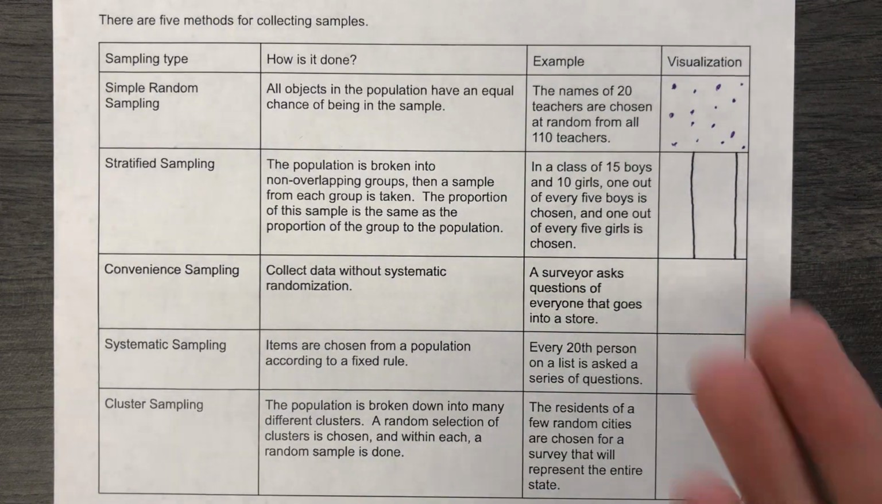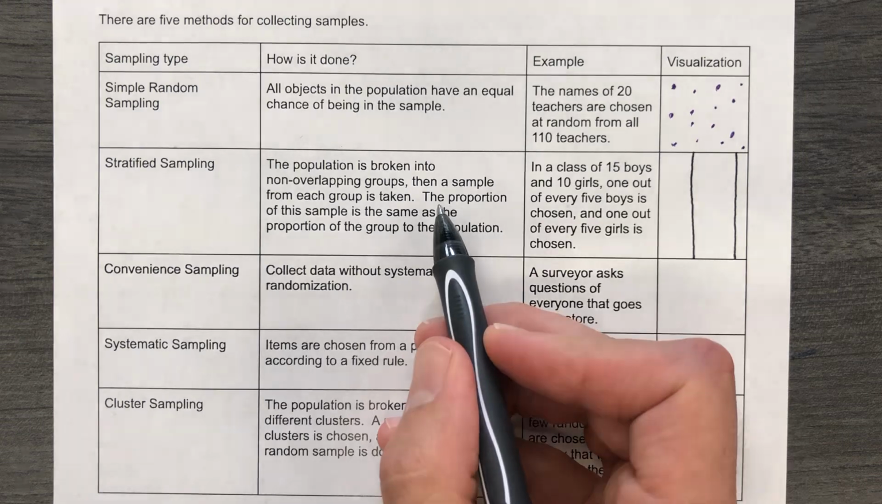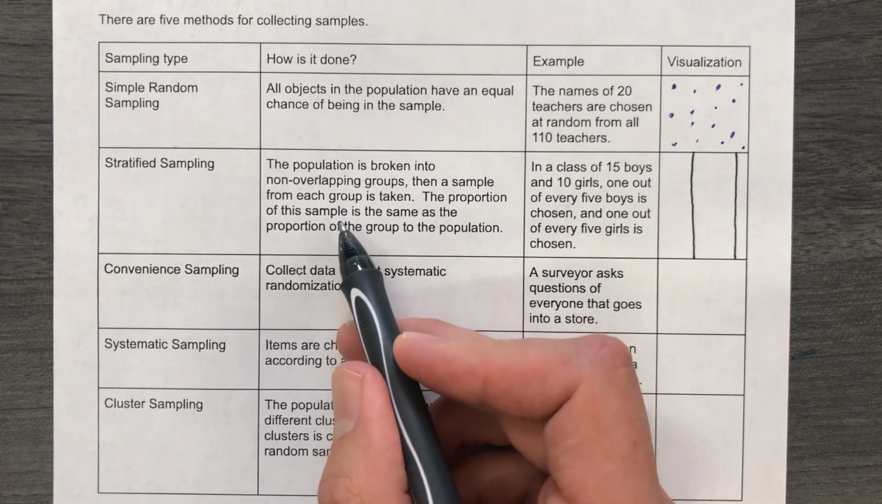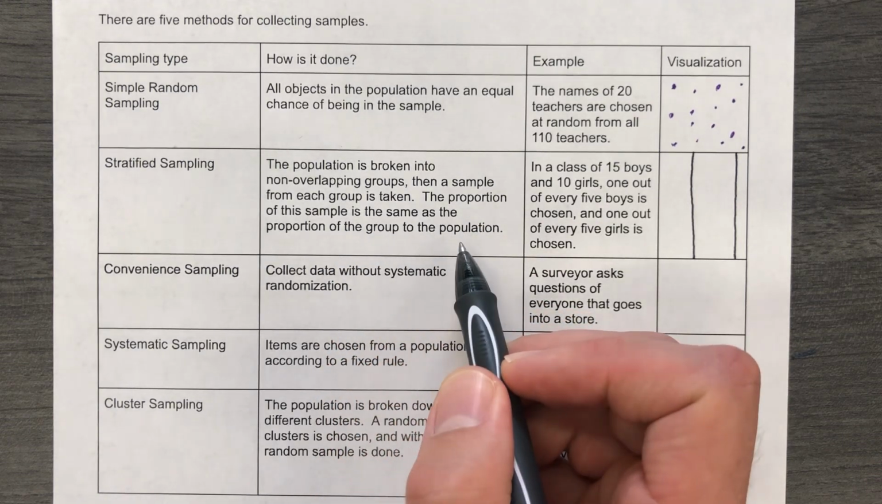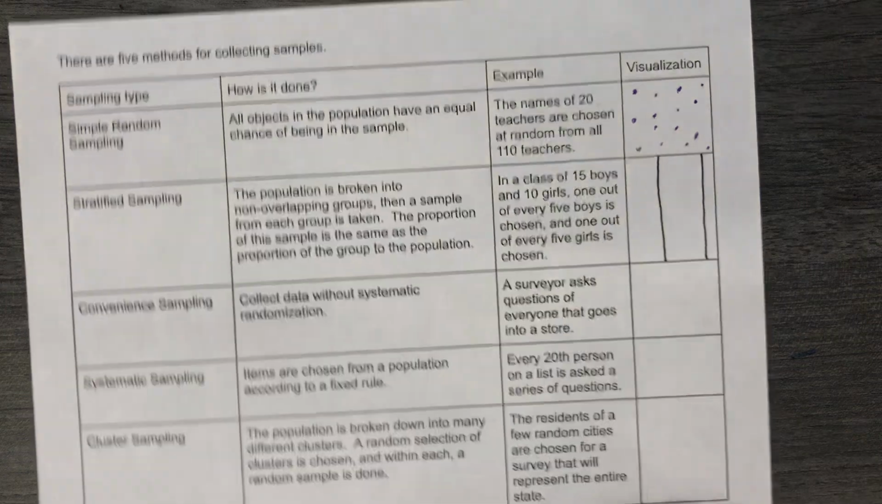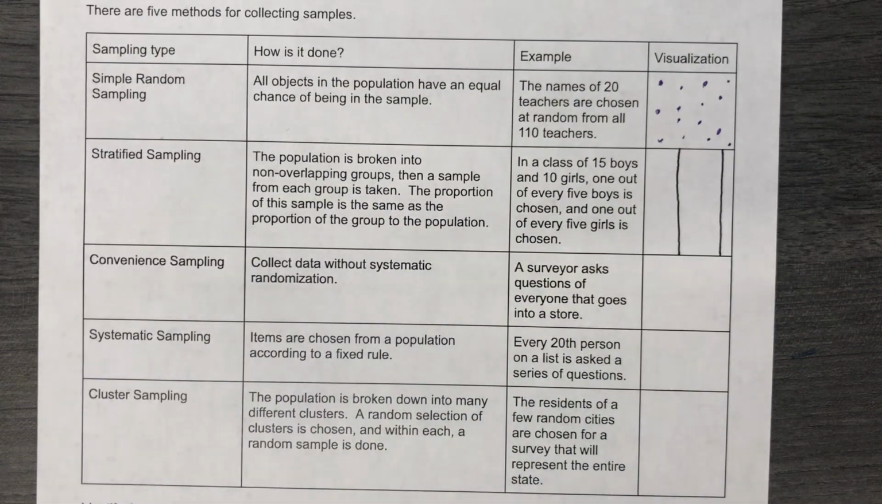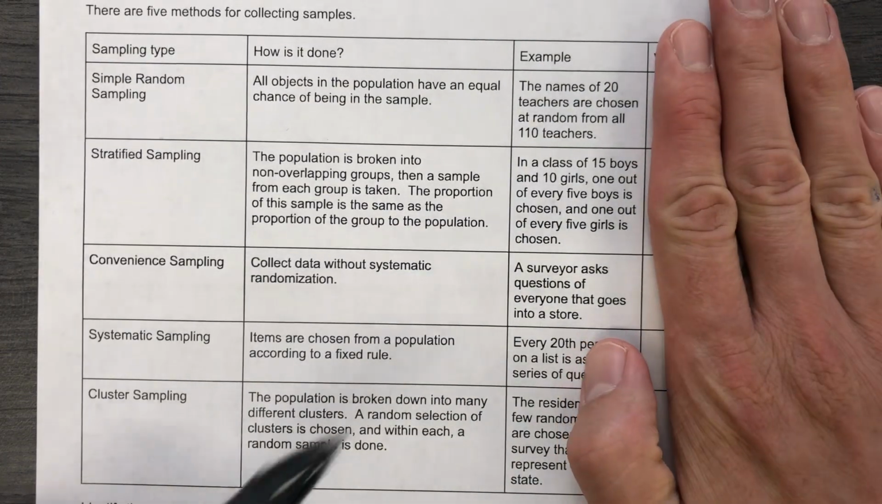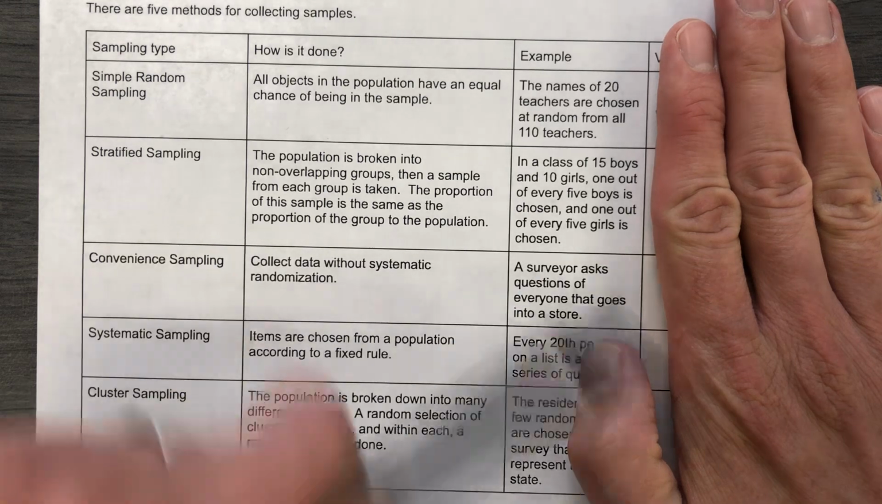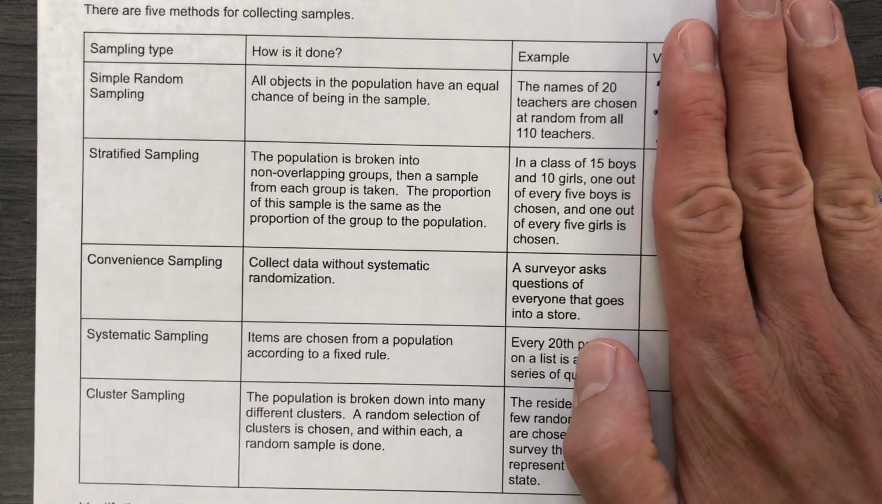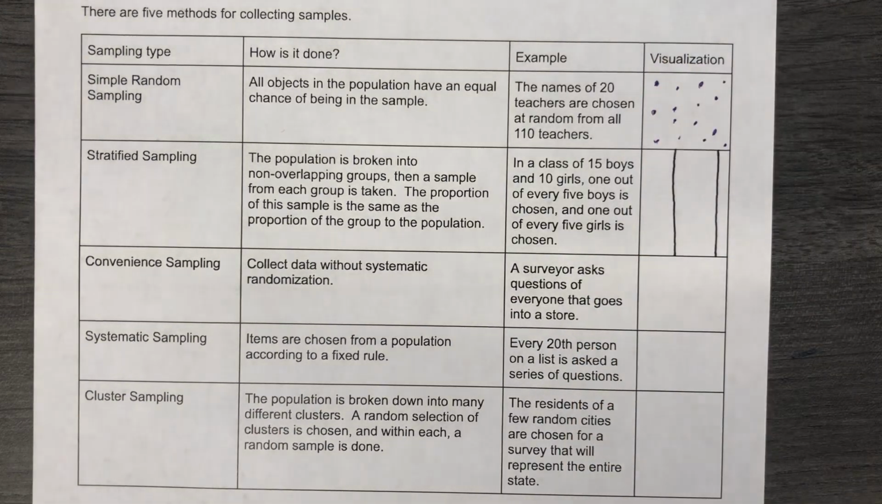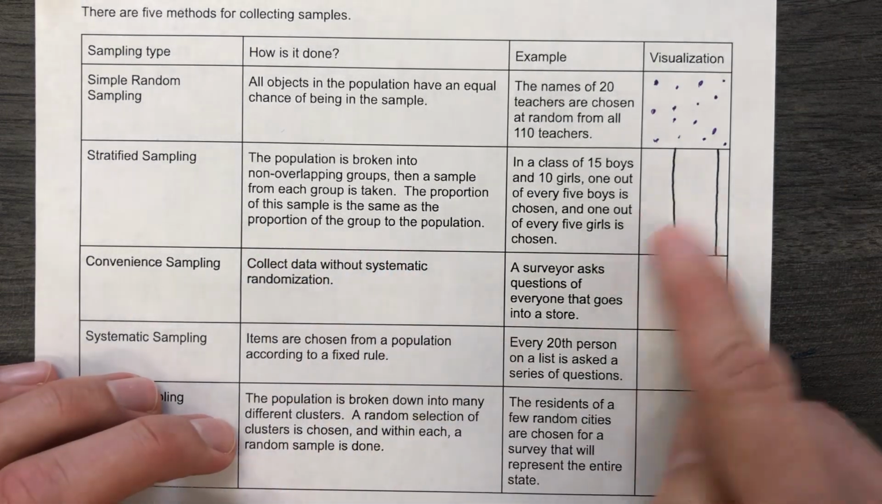So we have, in this case, 3 different situations, okay? The proportion of the sample is the same as the proportion of the group to the population. We're going to take a sample from each group. Okay, let's make this a little more clear. Not using this example. In a class of 15 boys and 10 girls, 1 out of every 5 boys is chosen, and 1 out of every 5 girls is chosen. So they're going to pick a proportion from the population.